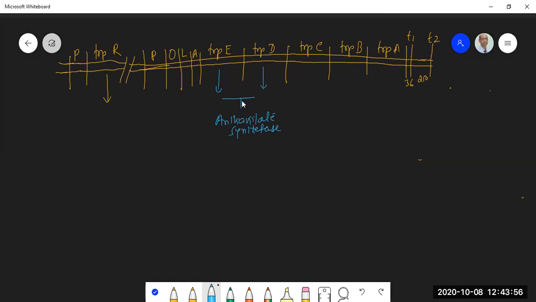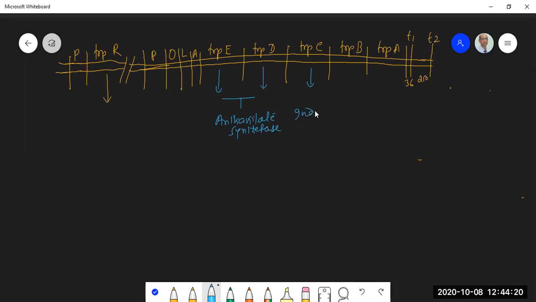I hope you understand. What does it mean? It means that anthranilate synthetase is a dimer. It is a heterodimer. One of the subunits is coded by TRPE and the other subunit is coded by TRPD. These two polypeptides combine to form the anthranilate synthetase enzyme. TRPC codes for another enzyme called indole glycerol phosphate synthetase.